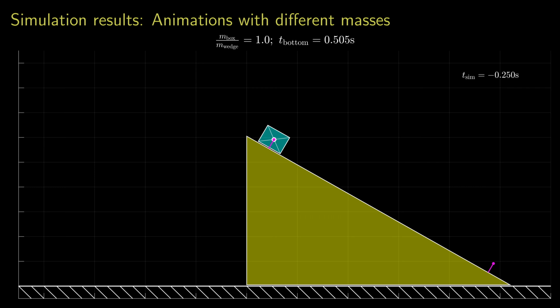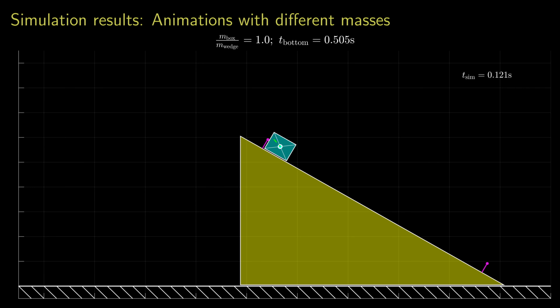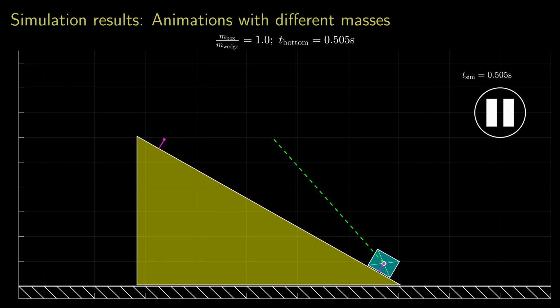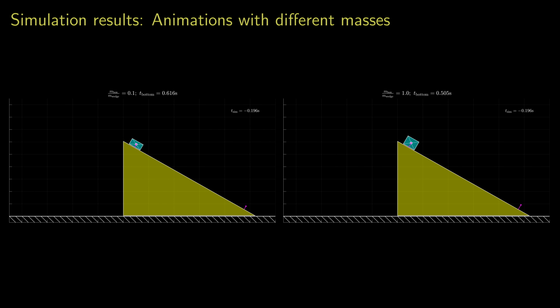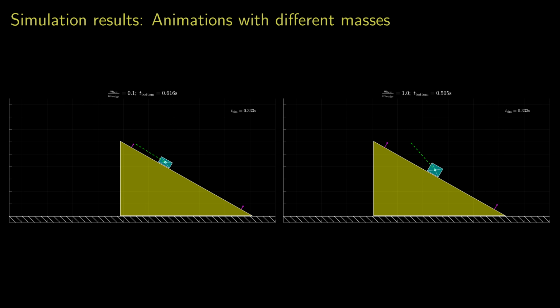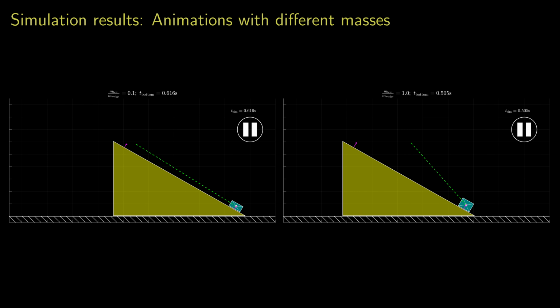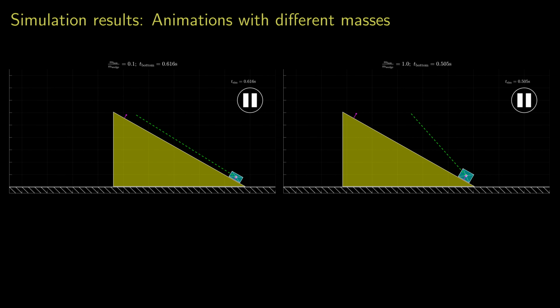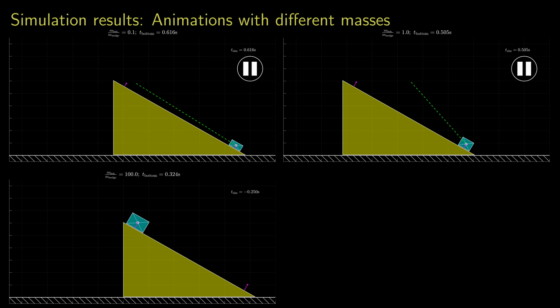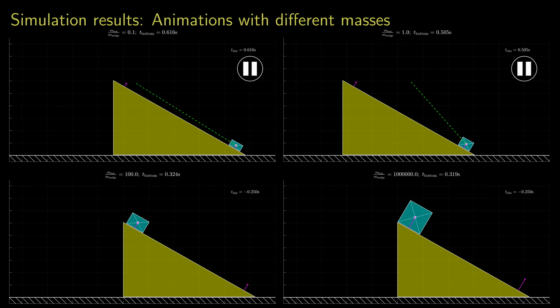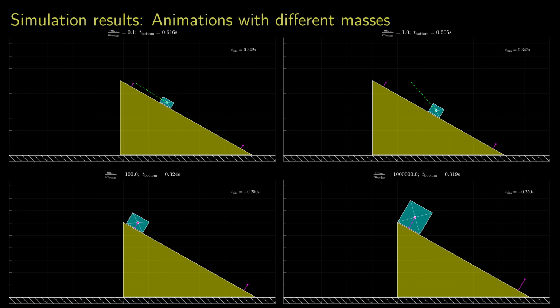If we now increase the mass of our box to be equal to the mass of our wedge and run the animation again, let's look at it again and put them side to side this time. As we let the animation run, we see that, unsurprisingly, the increased mass of the box pushes the wedge back even further. If we bring this to the extreme and increase the mass of the box to be 100 times and 1 million times bigger than the mass of the wedge, we see the same thing.